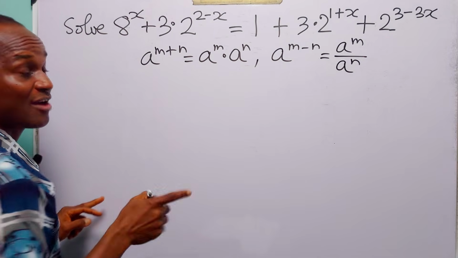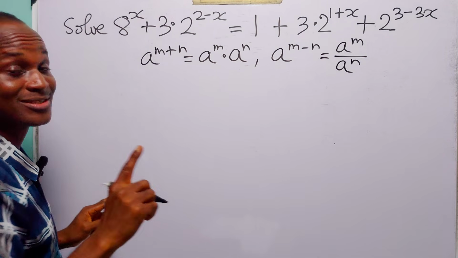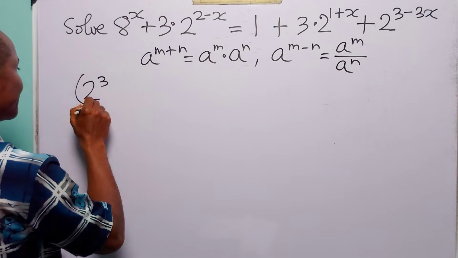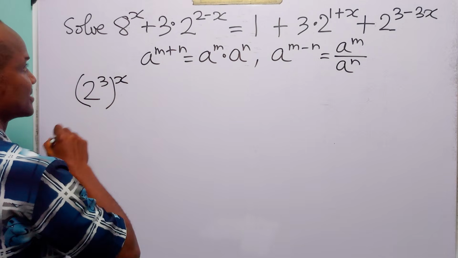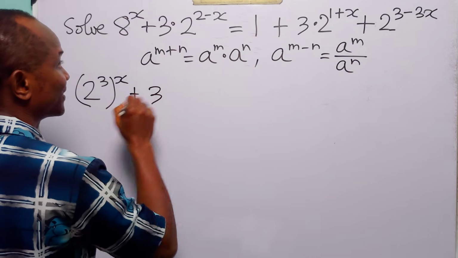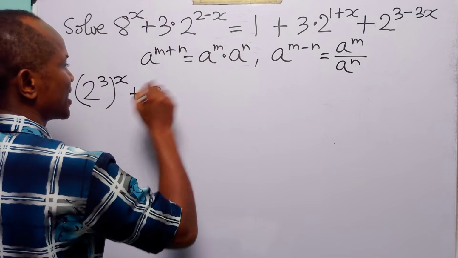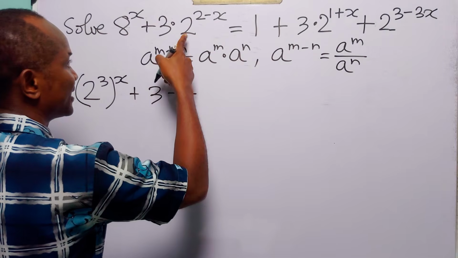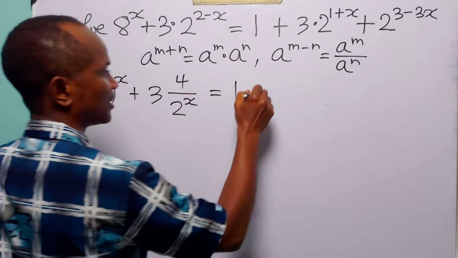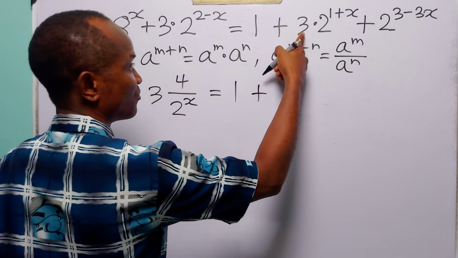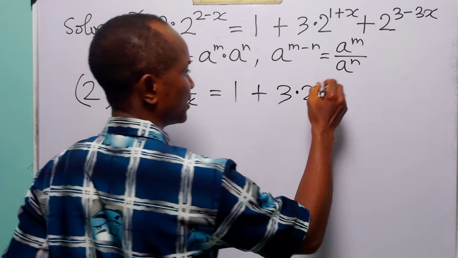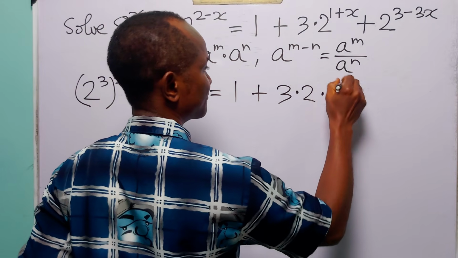Now, in this first term, we have 8 to the power x, but 8 is 2 cubed. So we can write this as 2 to the power 3 to the power x. Now, when we apply the second law to this term, we have 3 times 2 squared, which is 4, divided by 2 to the power x. This is equal to 1. When we apply the first law to this term, we have 3 times 2 to the power 1, which is equal to 2, times 2 to the power x.